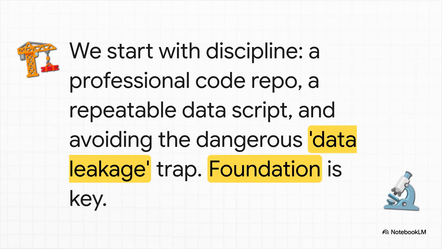Okay, Act 1, the proving ground. This is all about building a solid foundation before we even think about the cloud. It means starting with discipline, a proper code repository, a clean data pipeline. And we have to be super careful to avoid a really sneaky trap called data leakage. This is basically when your model accidentally gets to peek at the answers during training. It makes the model look like a genius in the lab, but then it completely falls on its face when it sees real-world data for the first time.